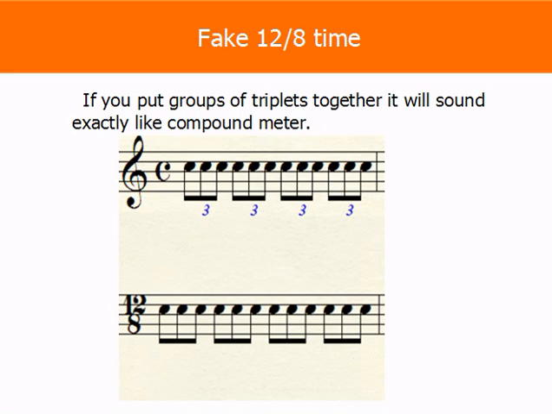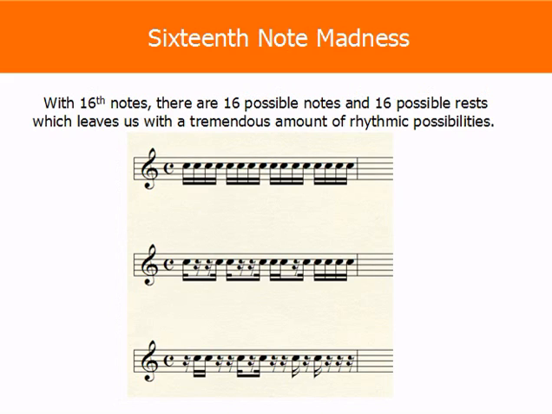Here it is in simple meter. 1 and a 2 and a 3 and a 4 and a 1, 2, 3, 4. Here it is in 12/8. 1 and a 2 and a 3 and a 4 and a 1, 2, 3, 4, 5, 6, 7, 8, 9, 10, 11, 12. Well, that's pretty interesting, eh?